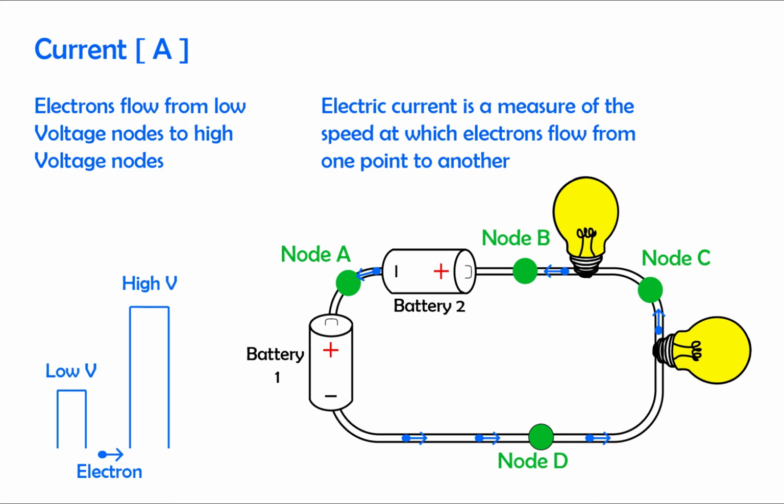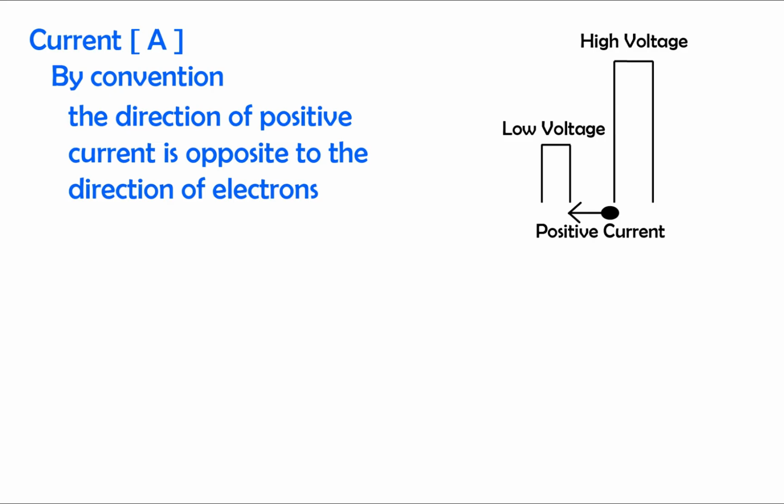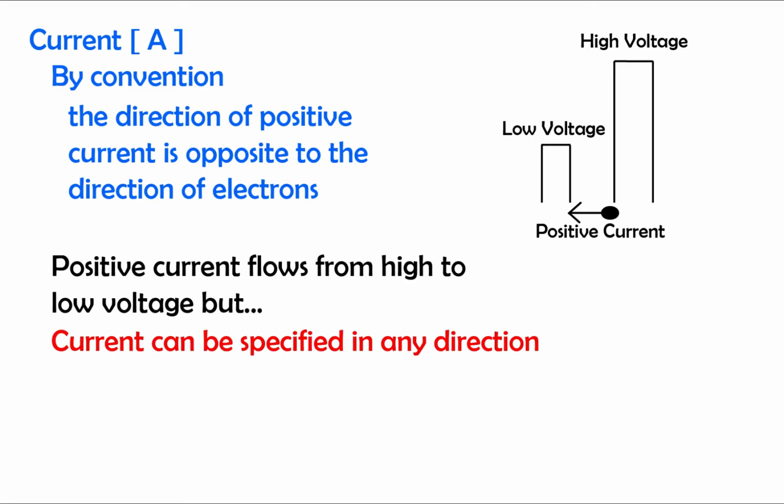We said that electrons move from points of low to high voltage. By convention, the direction of positive currents is opposite to the direction of electron flow. So the positive direction of current is always from nodes of high voltage to nodes of lower voltage, although current can be specified in any direction.